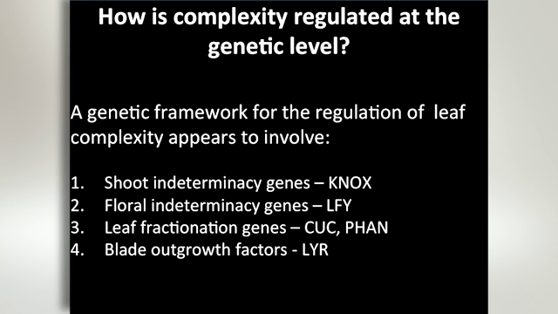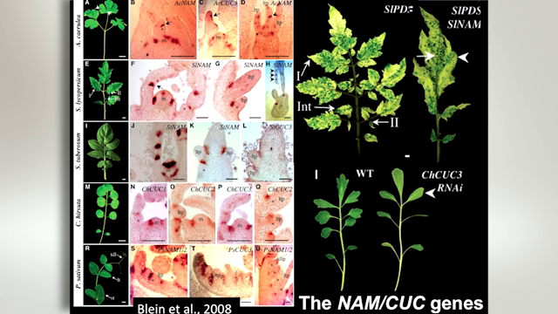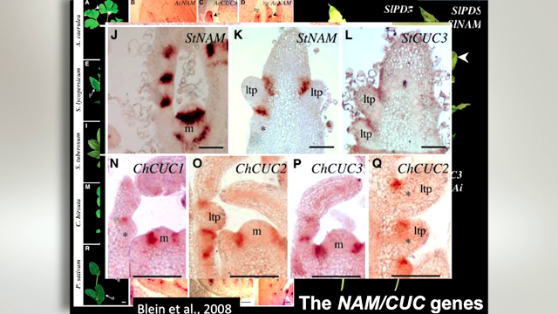So with this look at the indeterminacy genes, the shoot and floral indeterminacy genes, I want to turn now to the leaf fractionation or blade outgrowth genes. The first gene I want to mention was published in 2008, and this was the group of genes known as NAM, standing for no apical meristem, or cup-shaped cotyledon genes. The first author of this group was Blein et al. They showed, and I think Mintos was involved in this work, that in diverse dicot clades, you always have expression of this cup-shaped cotyledon gene at the points that would separate leaflet primordia from each other.